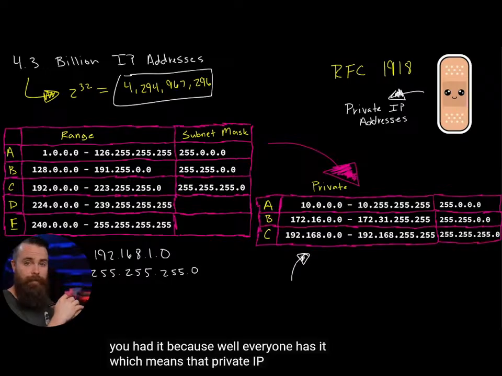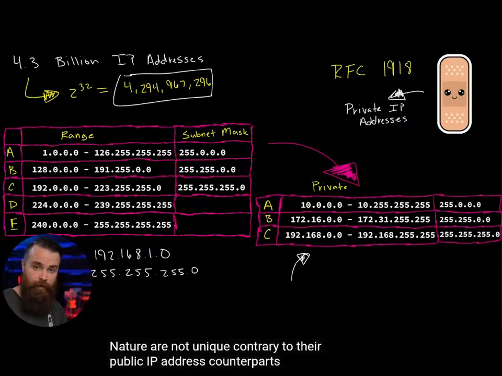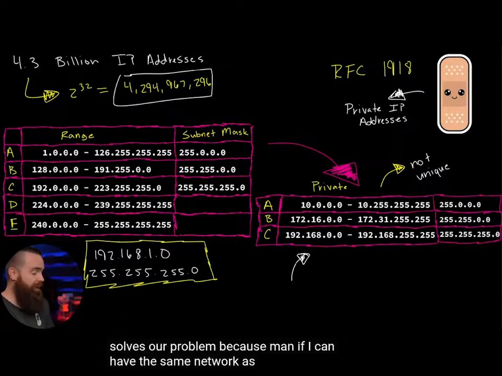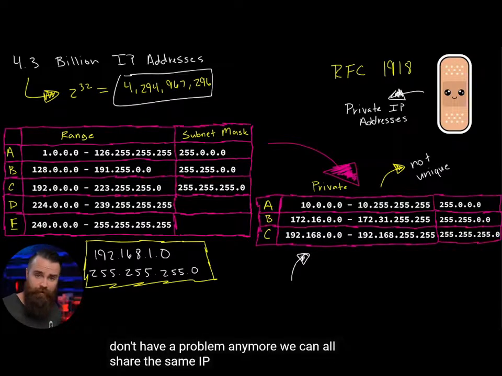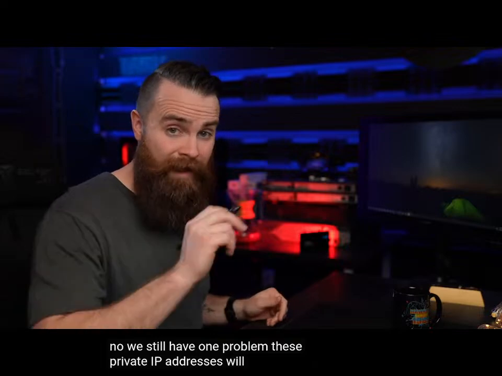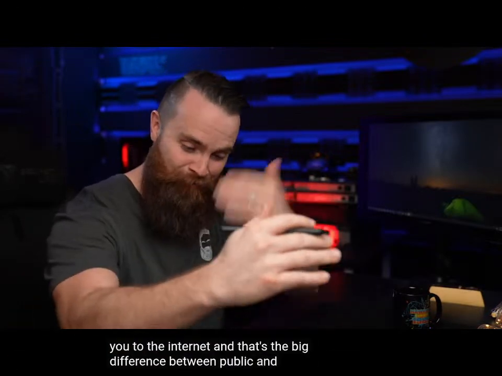Which means that private IP addresses by nature are not unique, contrary to their public IP address counterparts. Which, hey, solves our problem because, man, if I can have the same network as you and David Bombal and my brother Cameron, then we don't have a problem anymore. We can all share the same IP addresses. Right? Well, no, we still have one problem. These private IP addresses will not connect you to the internet. And that's the big difference between public and private.